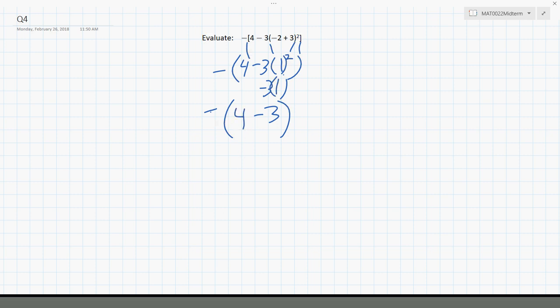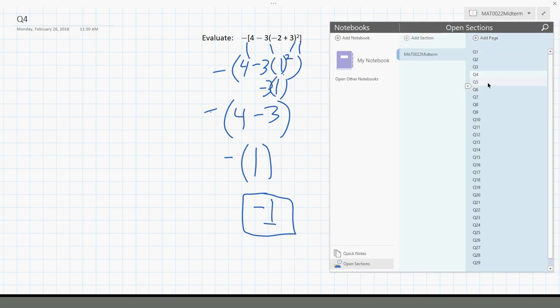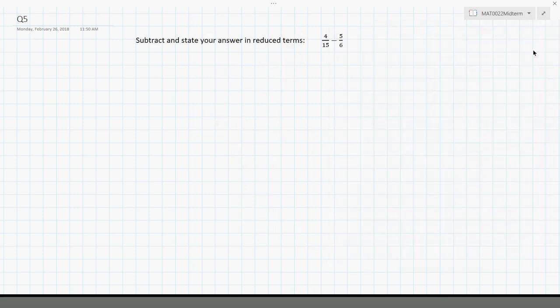4 minus 3 is going to be 1, right? And because we have on the outside of the parentheses a negative, it's going to end up being negative 1. Right? Okay. Any holdups, any questions? Are we doing good still?